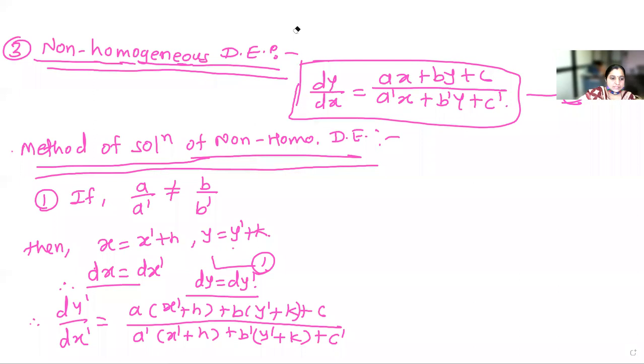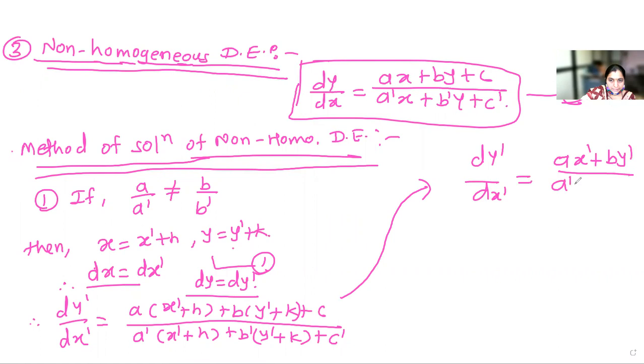Okay, now this equation is converted into a homogeneous equation. How does it look now? Your homogeneous equation becomes dy dash by dx dash is equal to (ax dash plus by dash) divided by (a dash x dash plus b dash y dash). After substituting the values of h and k, the constants get cancelled and your non-homogeneous equation becomes homogeneous. Here the non-homogeneous equation is converted into a homogeneous equation.